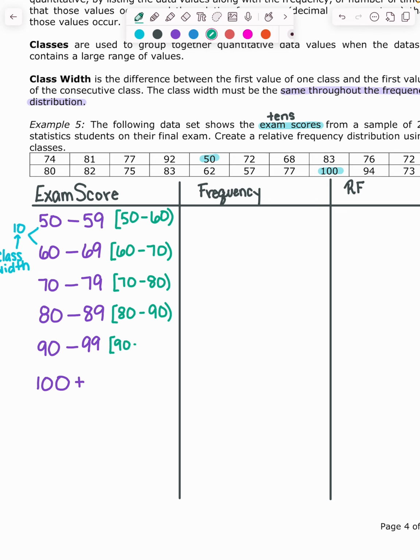So this would be 90 up to, but not including 100. And then this one would be 100 to, I guess you could say, infinity. I've never actually seen that. So this is where we would have to do, whoopsies, 110. I've never actually seen them write infinity.